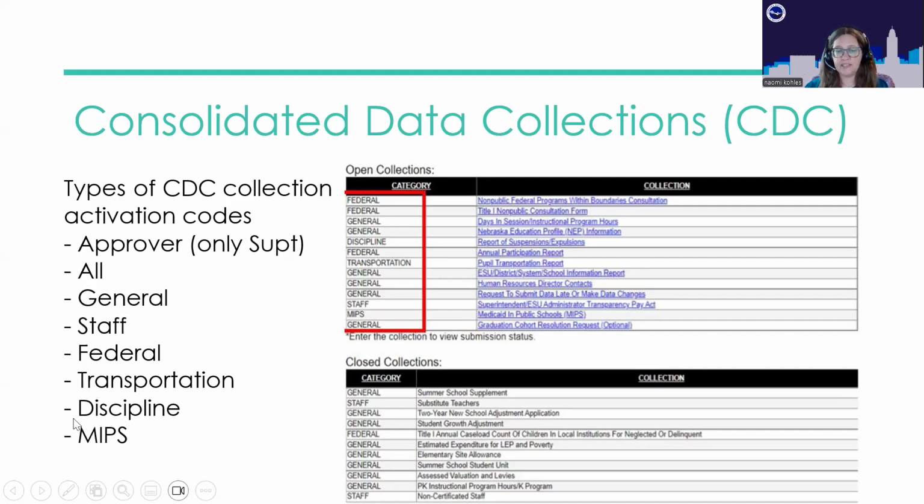MIPS access has to be added to anybody's account because it's very private information, so it requires its own special activation code. So if you're a superintendent and you think, oh, I've added the approver one, I'm good. If you need to see access to the MIPS, you're going to have to add that activation code as well.